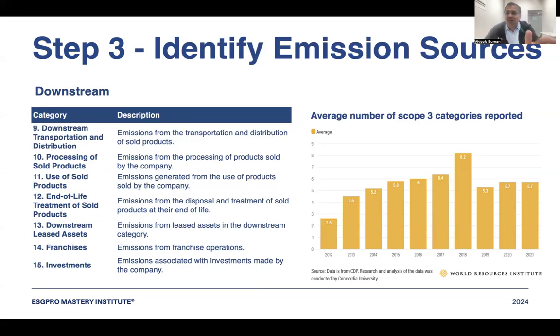Okay, so what is the average number of scope 3 categories reported? Guys, look at the graph and tell me how many categories companies are generally reporting on average. Yellow color bars.